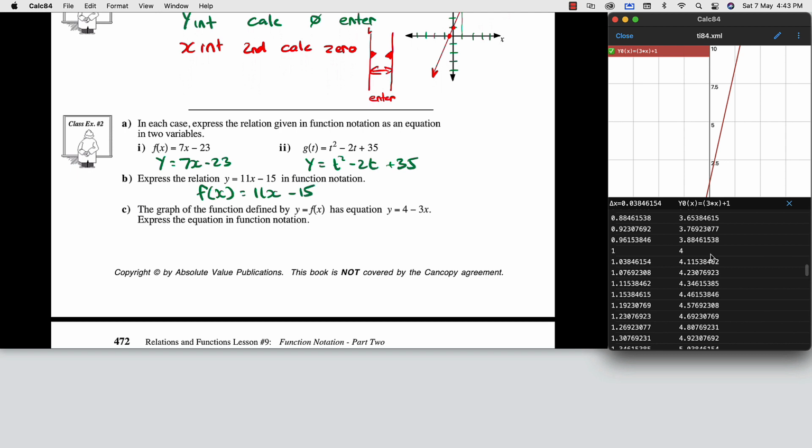Okay, and it says the graph of the function defined by y equals f of x has the equation y equals 4 minus 3x. Express the equation in function notation. Again, just replace the y with f of x.